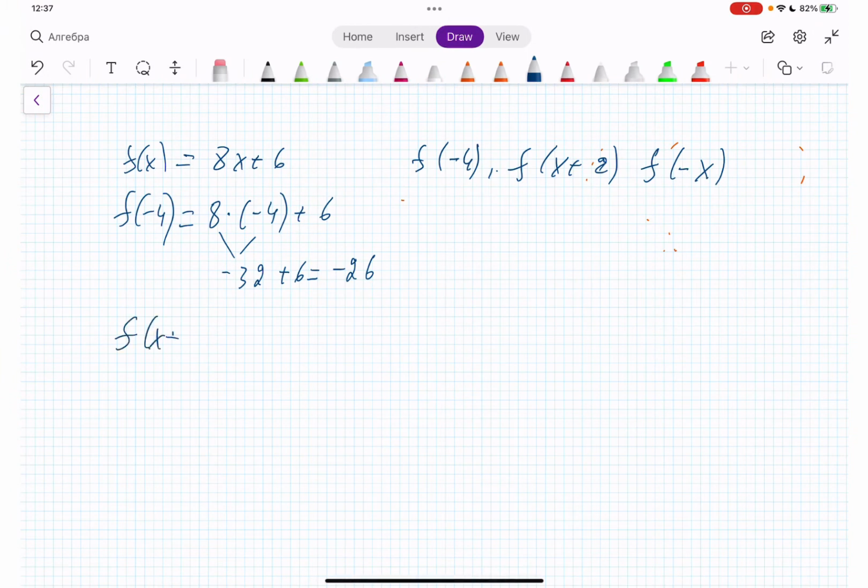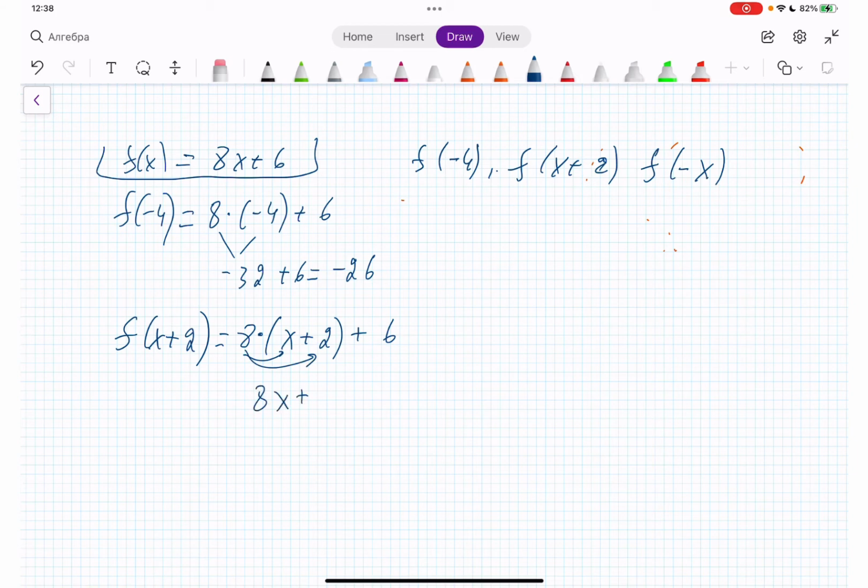F of x plus 2. This is our original one. Instead of x, I'm going to plug x plus 2. 8 times x plus 2 plus 6. So since it's multiplication, I need to distribute. 8 times x is 8x. 8 times 2 is positive 16 and plus 6. So 8x plus 16 plus 6, those are like terms. It's going to be 22. Silly mistakes are always with math. So we get 8x plus 22.